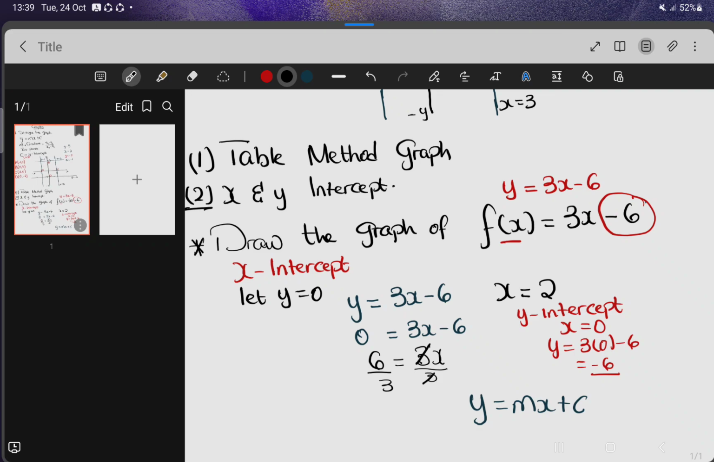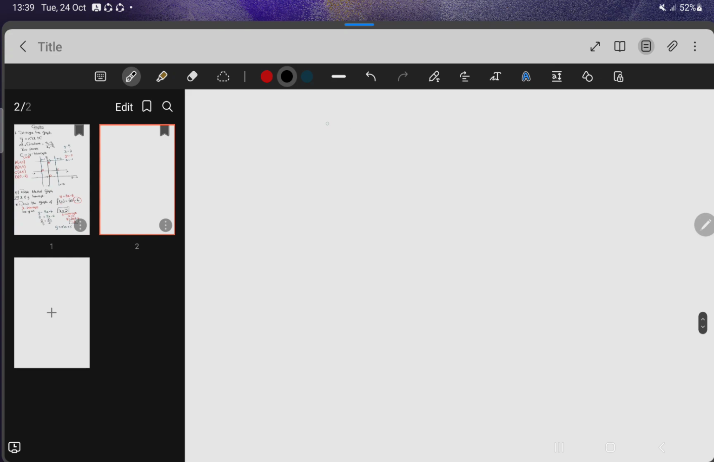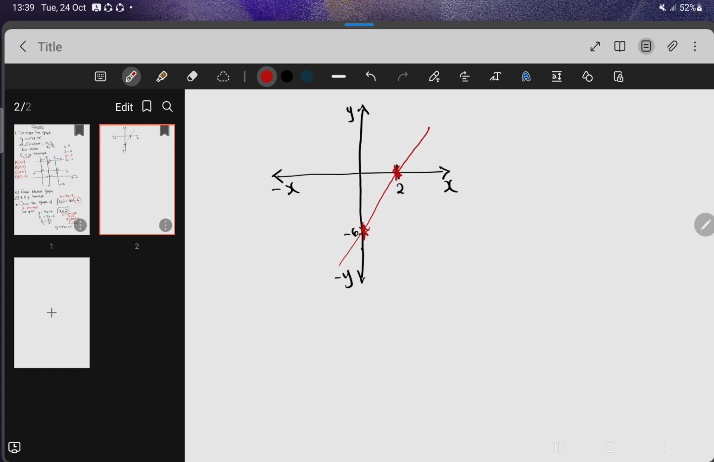When I draw the graph here, I'm going to use this value here, and then the second one. So this is the graph. I'm going to draw it here. The value of x was 2, and the value of y was negative 6. That is negative y, then x. So now this is the point. That is the point. So now you can draw it there.